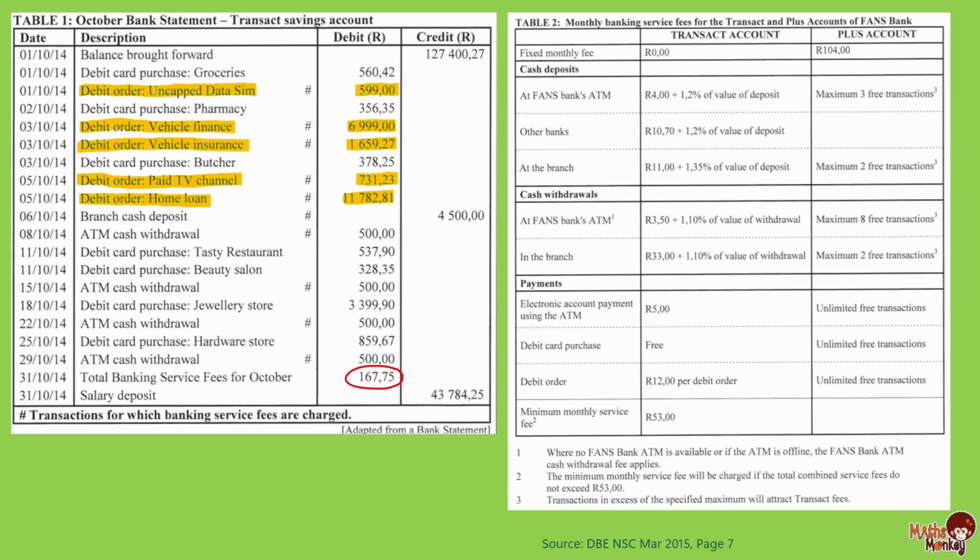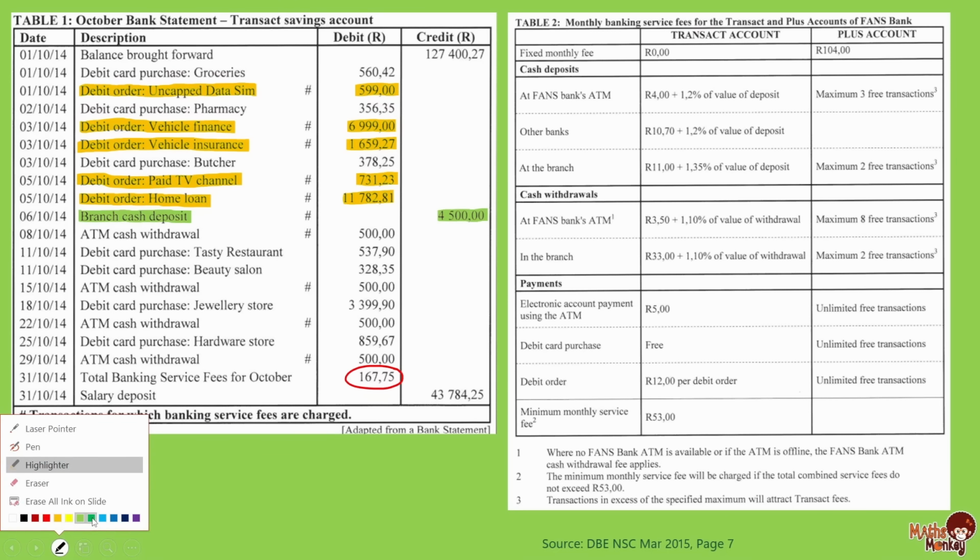Then the next type we have here is the branch cash deposit. So this is money that's being put into the account. So I'm going to highlight that, and you'll see now why. I'm showing you what I would have done if I was actually in an exam situation, just to make sure I understand what is actually happening here.